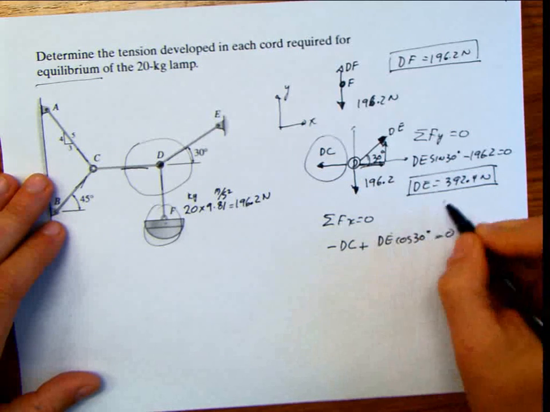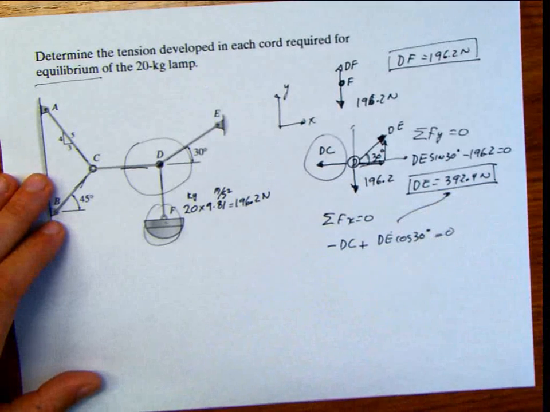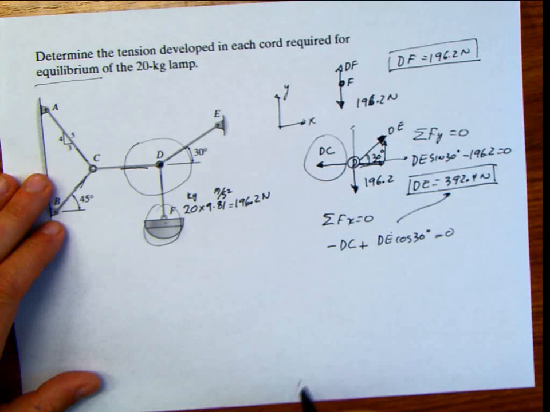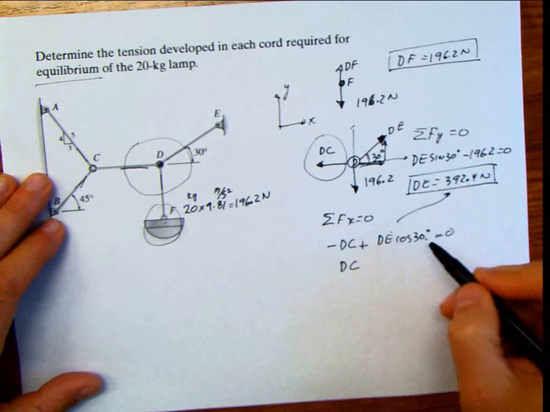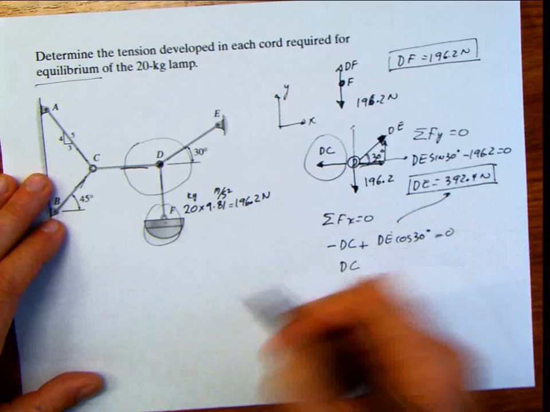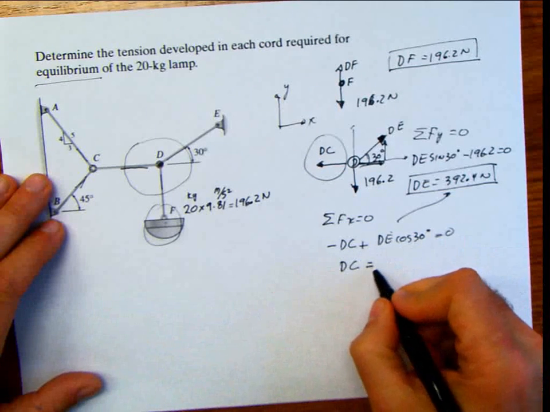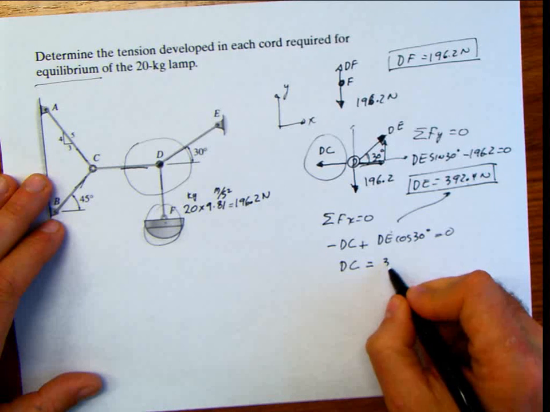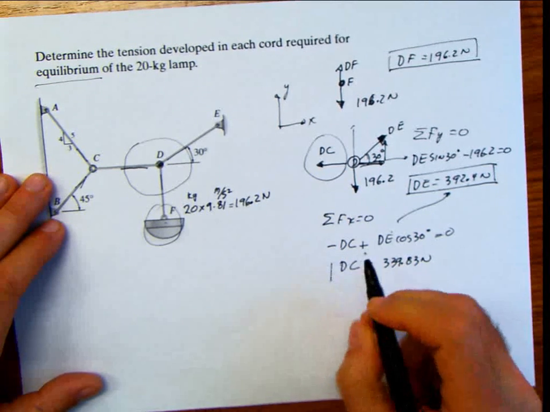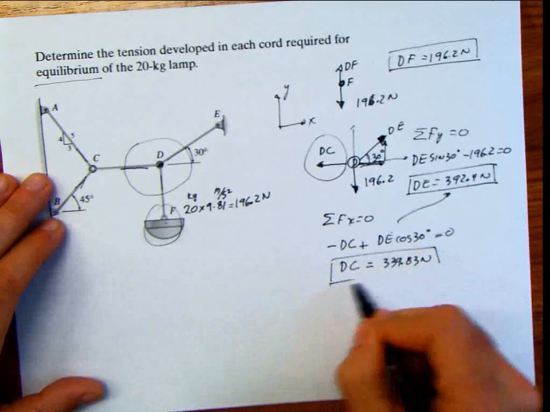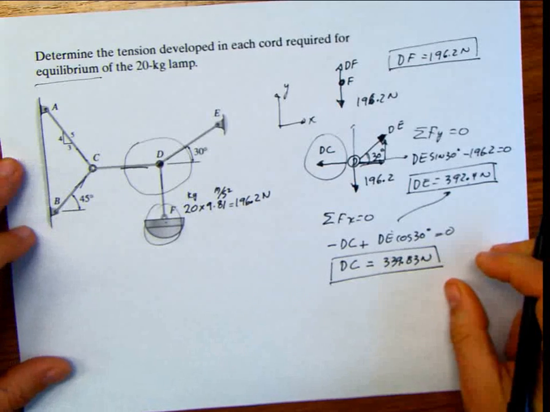But DE I just calculated, and it's 392.4. So then I can solve for DC. I plug this into here, multiply cosine 30, pass to the other side this term, and DC is going to be positive, and it's going to be 339.83 Newton. And we are done. No, we are not.